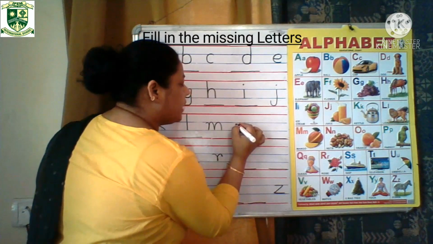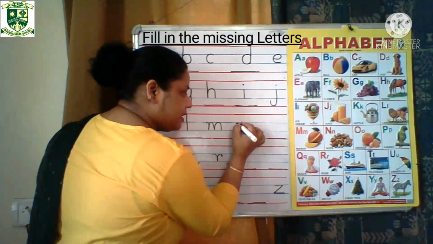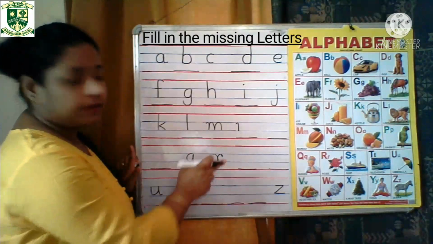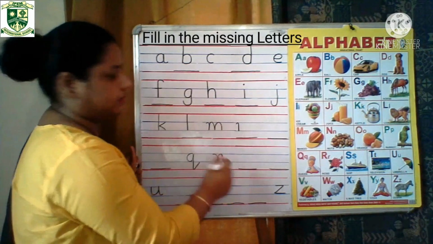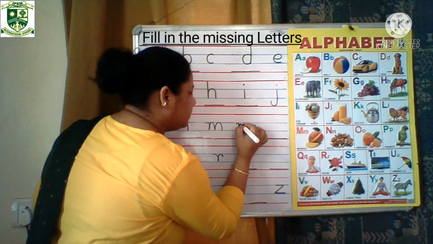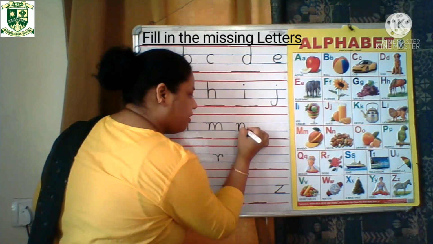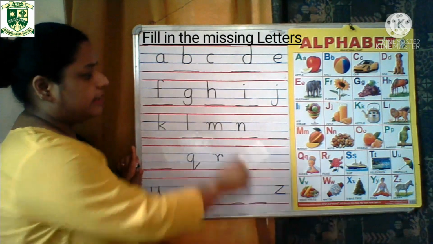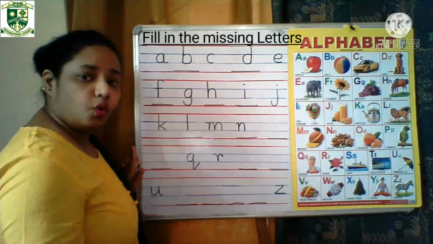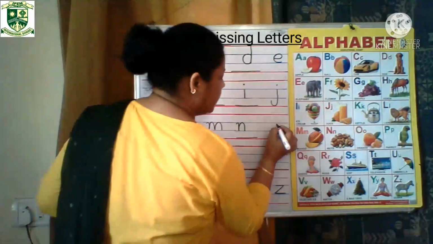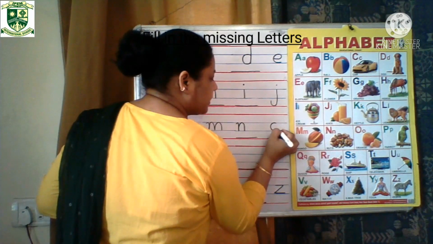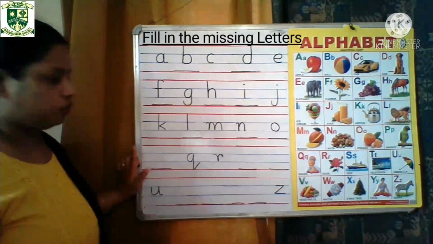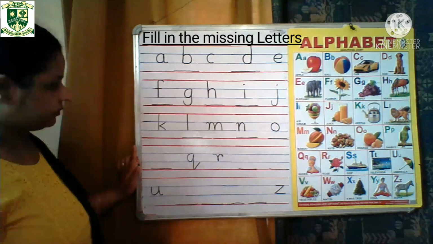And how will we make a small n? First give a little curve on the blue line and one small standing line. Remember, we have to make it between the two blue lines. Okay, and then again give one curve on the right. See, this is how we'll make small n. Now tell me what comes after n? O. Very good. Again, in between the two blue lines, make a small circle. This is how we'll make small o.